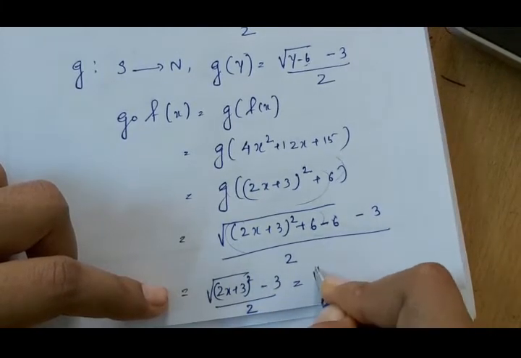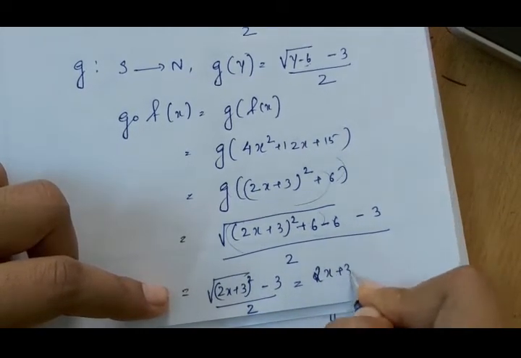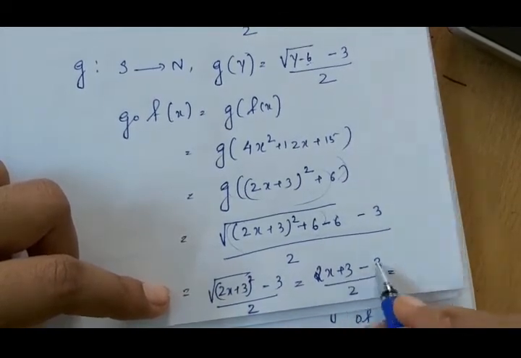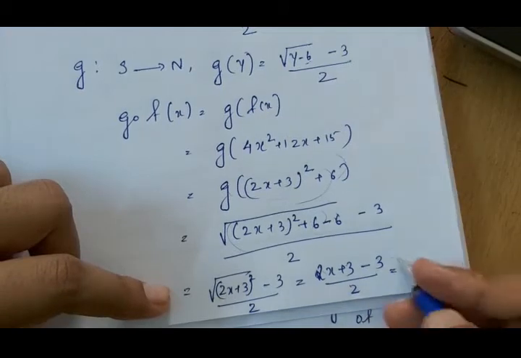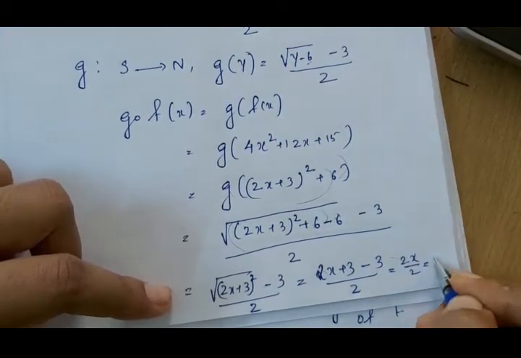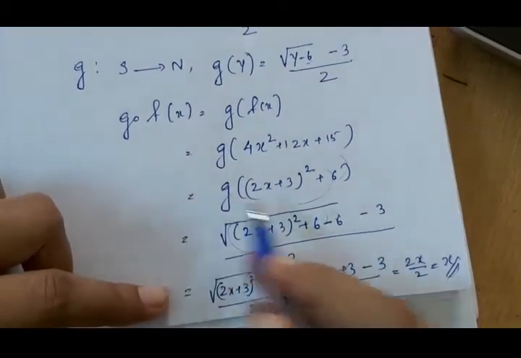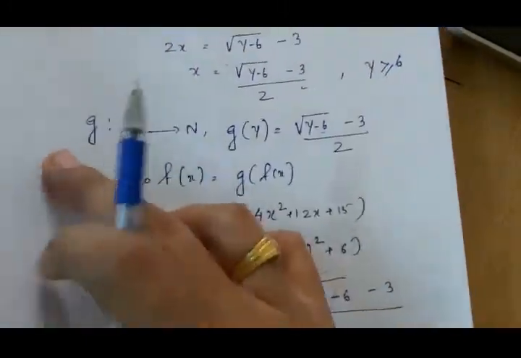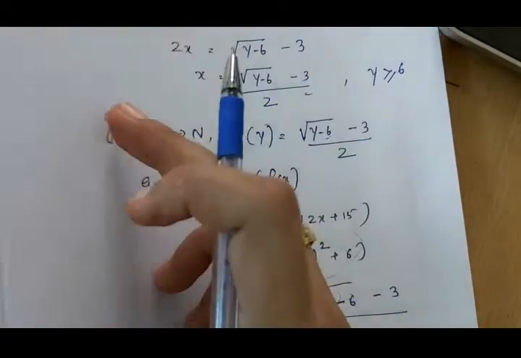Which is 2x plus 3, taking the square root, minus 3, divided by 2. 3 minus 3 is 0, and 2x divided by 2 is equal to x. So g composition f of x is equal to x.